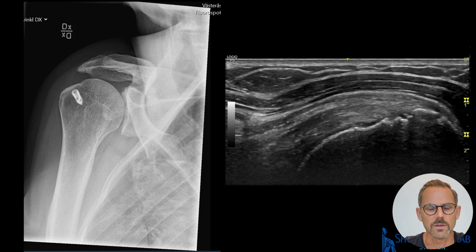Same thing in the long axis view, where we have the anchor placement, nice looking tight tendon tissue directly medial to that, so nice outcome sonographically after the rotator cuff surgery.